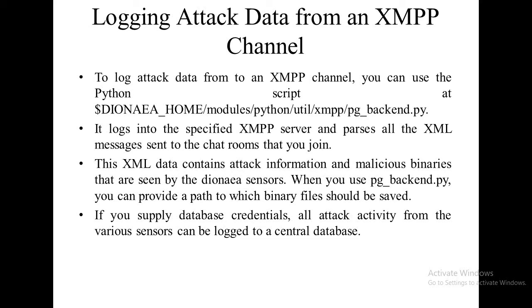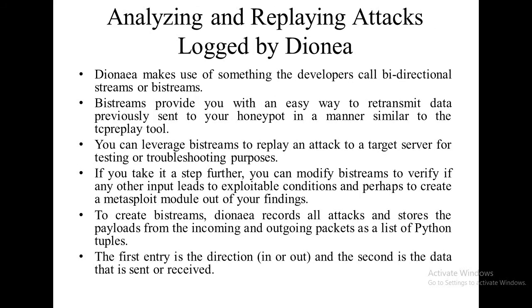Next is logging attack data from an XMPP channel. To log attacks from an XMPP channel, you have to use the following command, and it logs into the specified XMPP server and passes all the XML messages sent to the chat rooms. Everything will be stored as XML data. That contains attack information and malicious binaries. If you supply database credentials, all attack activity from various sensors can be logged into the central database. So everything will be saved into a central database.